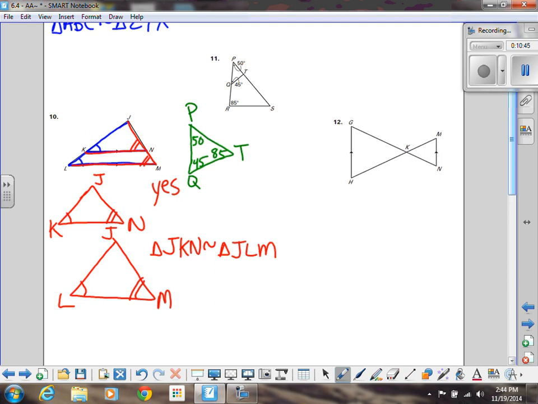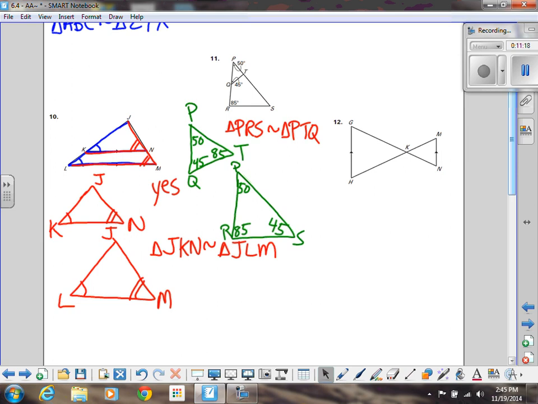That looks like an O, doesn't it? And then I'm going to draw that bigger triangle, which is RPS, and this angle was 85. This angle up here was 50, and then S, if I subtract that from 180, that gives me 45 degrees. So these, again, have all of the same angle measures. So I can say that triangle PRS is similar to triangle PTQ.